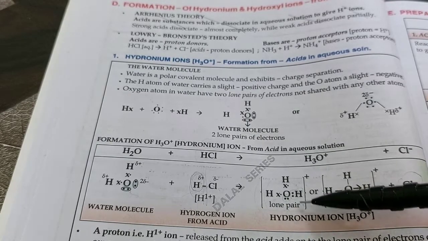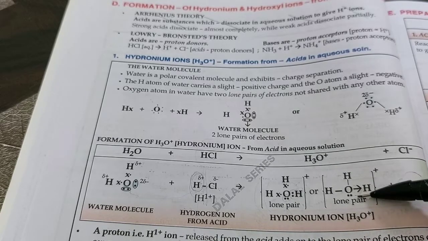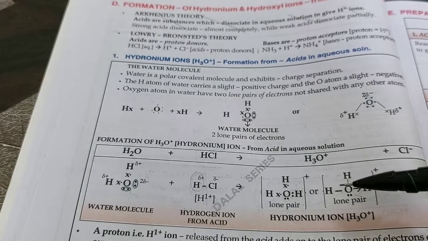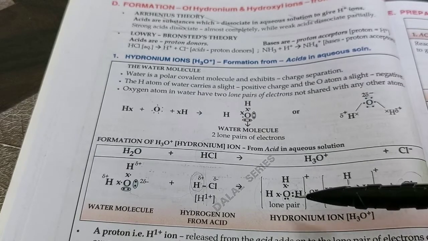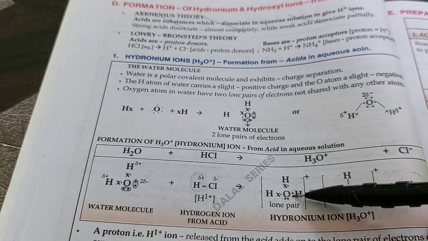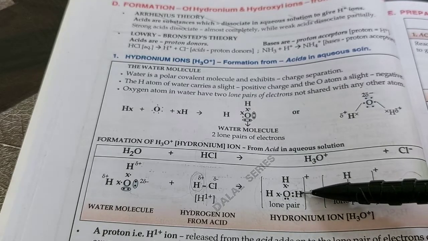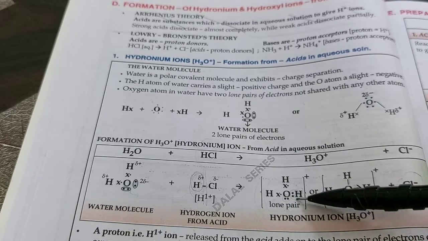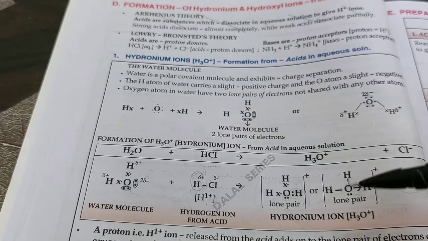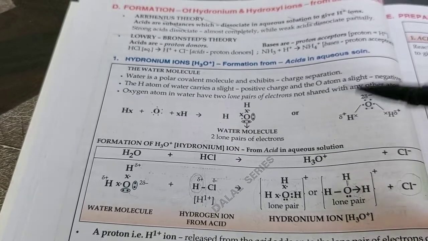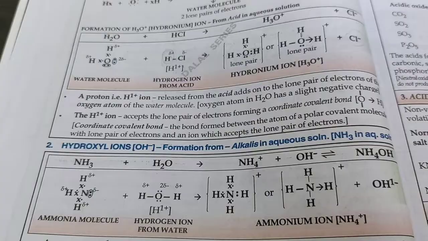Another way to write this is using this arrow, which shows a coordinate bond, which you have studied in chapter 2. You see, this is a covalent bond, sharing of electrons. Covalent bond, sharing of electrons. But here, they are sharing electrons, but both the electrons are being contributed by one atom. The other atom is not contributing anything. It's come here for free. So such a bond is called a coordinate bond. And that's how a hydronium ion is formed whenever an acid is dissolved in water.